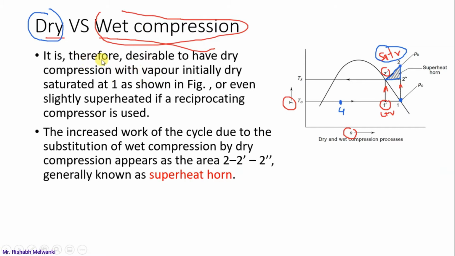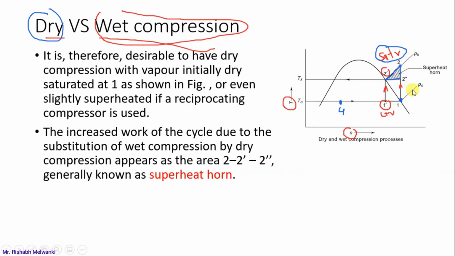So therefore it is desirable to have dry compression with vapor initially dry saturated at point 1, meaning this blue color point 1, or even slightly superheated if a reciprocating compressor is used. So either point 1 or 2, this process can be a dry compression process, or point 1 is in the superheated region and point 2 will always be in the superheated region.